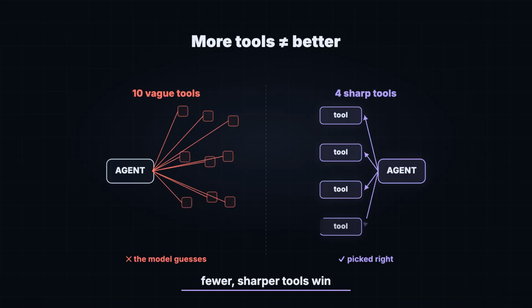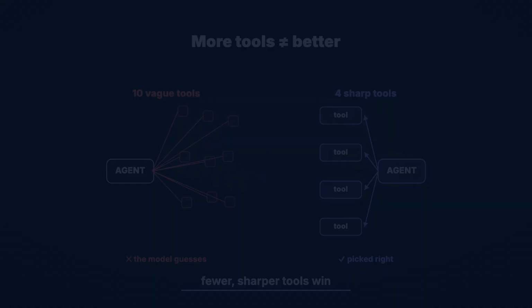Here is the production secret though. More tools is not better. 10 vague tools confuse the model. 4 sharp tools, each with a crystal clear description of when to use it, get picked correctly almost every time. Name them well, and the model stops guessing.